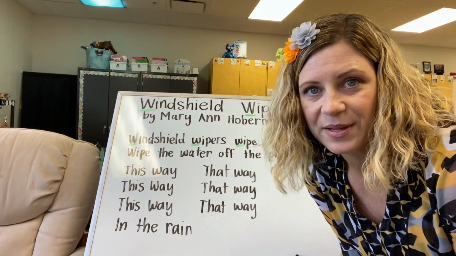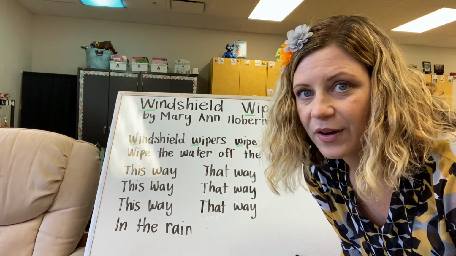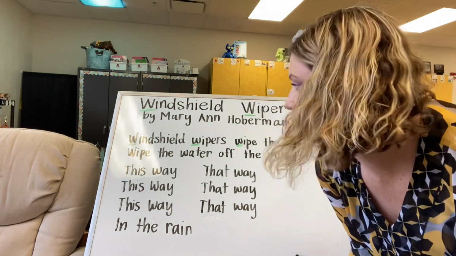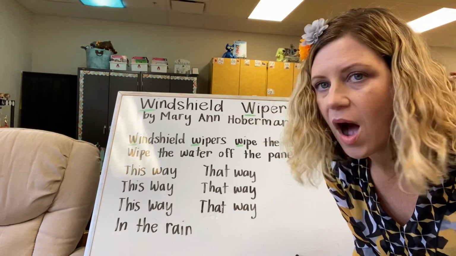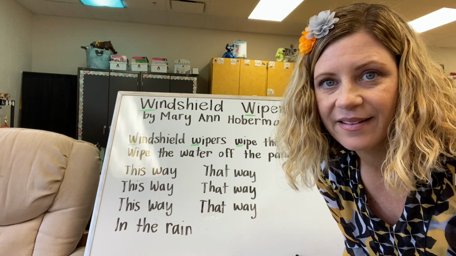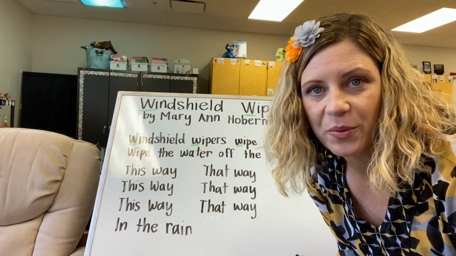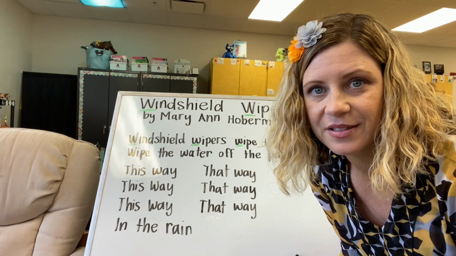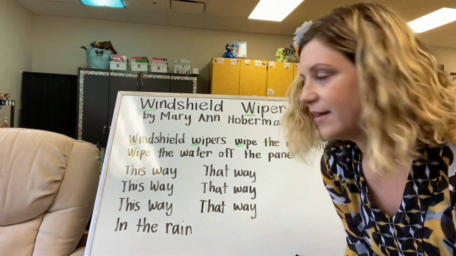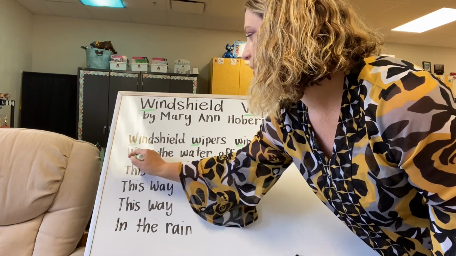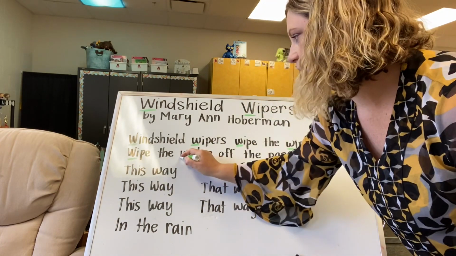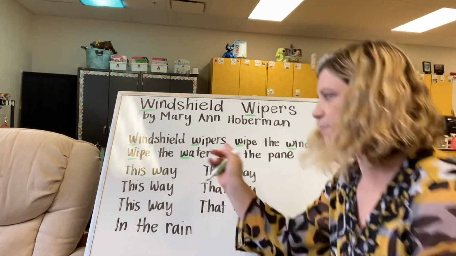All right, I'm going to read the second line, and I want you to listen for any sounds that are the same. Wipe the water off the pane. Wipe the water off the pane. What words do I need to underline the first letter? Wipe and water. Good.